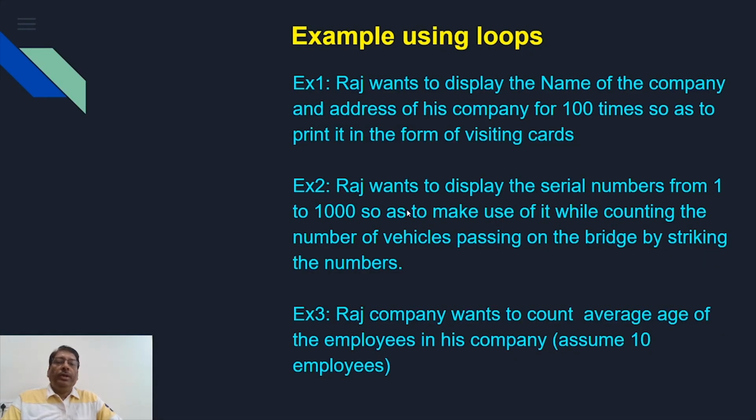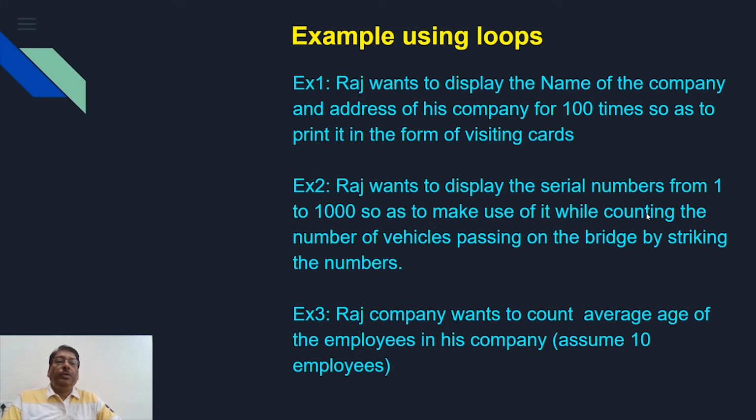We'll then try to solve the next example. What it says: Raj wants to display the serial numbers from 1 to 1000 so as to make use of it while counting the number of vehicles passing on a bridge by striking the numbers. If you remember, whenever we go for marking of score in cricket, we have a sheet wherein numbers are given from 1 to 100 or 1 to 1000 and so on, and as the runs are scored, we strike the numbers. In a similar way, here we want to print the numbers from 1 to 1000 so that it can be used for counting vehicles and so on.